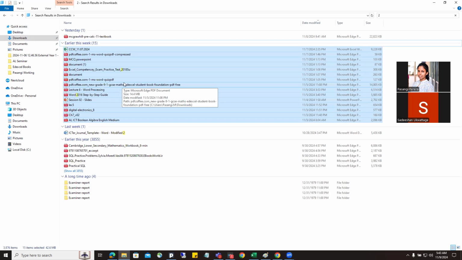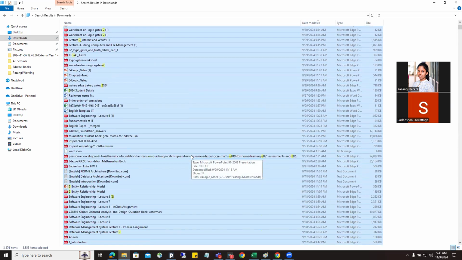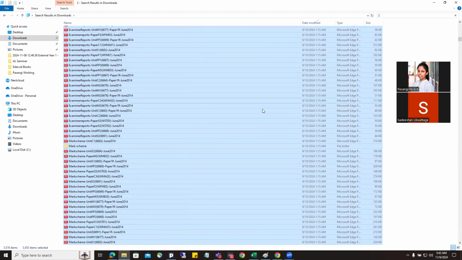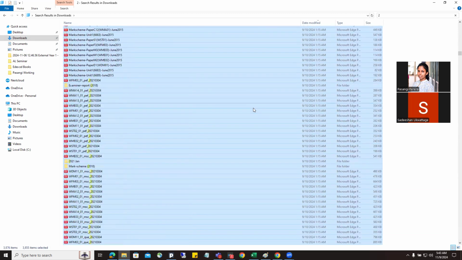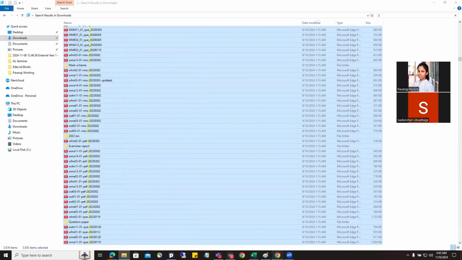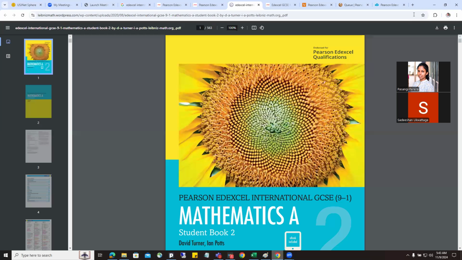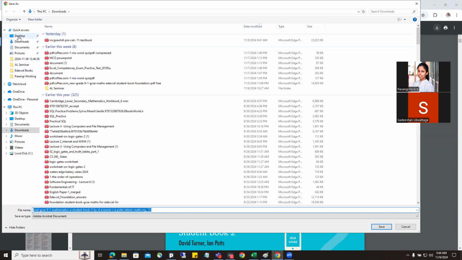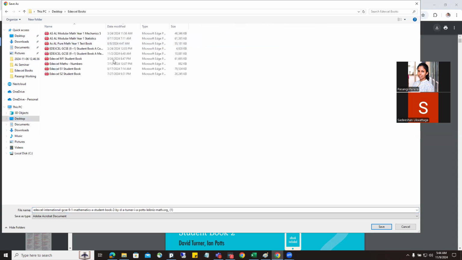Student book foundation PDF free. Then what are the rest? Book two. Okay, that's fine, let me download it again. This one is the book, no? Then we have the whole number of pages. I'll download this. I'll put it on the desktop. Edexcel books, so go to mathematics book B.